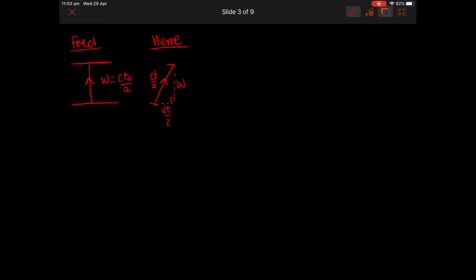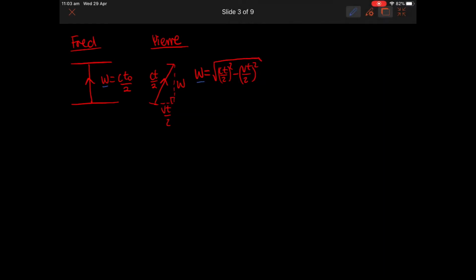Okay, so this is our situation. We have Fred saying that the width is ct0 on 2, and we have Pierre that agrees on the width, but he thinks that the distance that the light is travelling is actually a little bit different. So if I'm going to work with Pierre's expression of width for a moment, it's actually just an example of Pythagoras' theorem. Pierre will say that the width or the vertical distance that the light travels is the square root of (ct on 2) all squared minus (vt on 2) all squared.